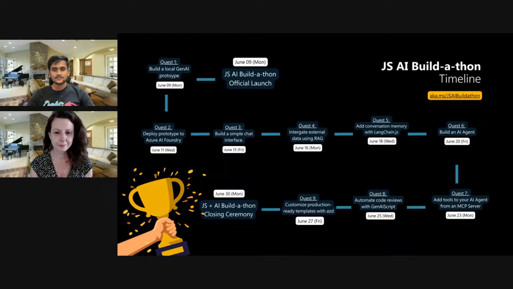Okay, thank you, Philippa. So now we'll be talking about Quest 8. Compared to the other quests which we have done from Quest 1 to Quest 7, this one is quite easier. I don't have the README with me right now, but I will be briefing it and telling you what you have to do in it. As you can see, Quest 8 is basically automating your code reviews with the help of GenAIScript.